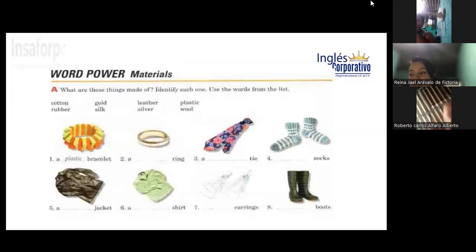Look at this one. We have some materials. We have different objects in English, and it's important to know and identify the objects. For example, what are these things made of? That will be the question. I need a volunteer to help me read the vocabulary. Who wants to help me? Leather, rubber, silk.